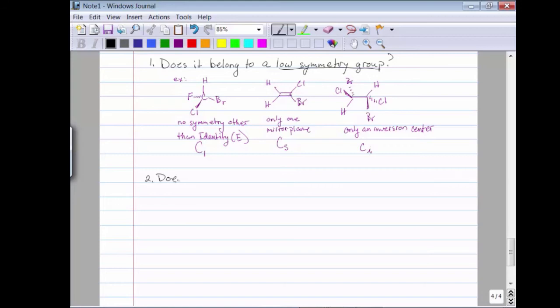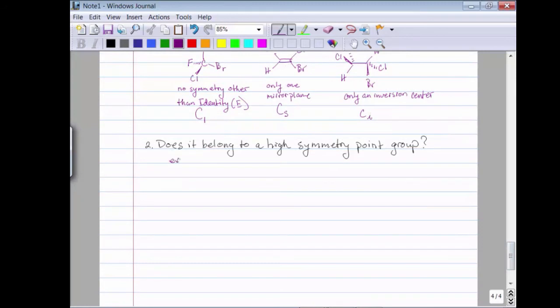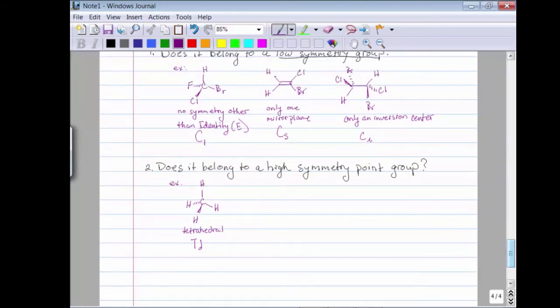All right, so the second thing you want to ask yourself, if it doesn't belong to a low symmetry group, is: does it belong to a high symmetry group? So, examples of high symmetry groups. Tetrahedral molecules. Now, notice that when we usually talk about tetrahedral carbons, it doesn't necessarily mean that it's in the tetrahedral point group. For example, the first example I gave you up here, that was a tetrahedral carbon, does not fit into the tetrahedral point group just because it's carbon and it's a tetrahedral geometry. You actually have to have symmetry belonging to a tetrahedron to be in this Td point group.